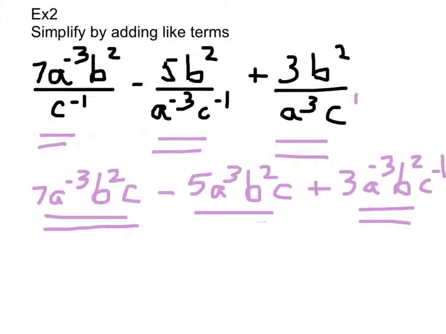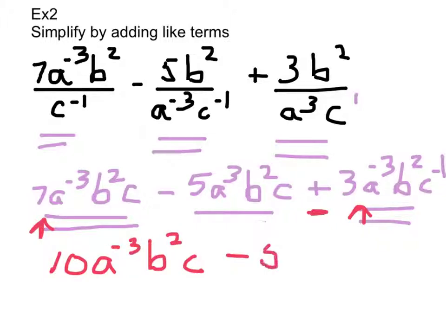So the ones that I have with two lines underneath are like terms. I can combine those. So I have 7, put this in a different color, I have 7 of these plus 3 of these. So I have 10 of the a to the negative 3 b squared c's minus the 5 a cubed b squared c. And I'm done. I cannot take 10 minus 5 because those are unlike terms. One of them is an a cubed, the other one is an a to the negative 3.